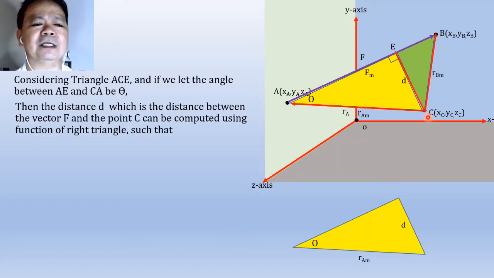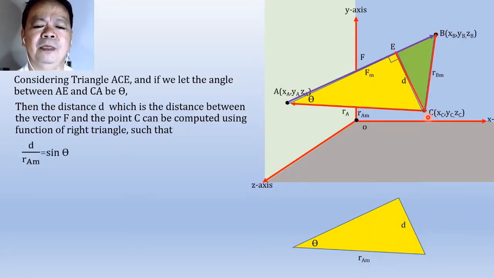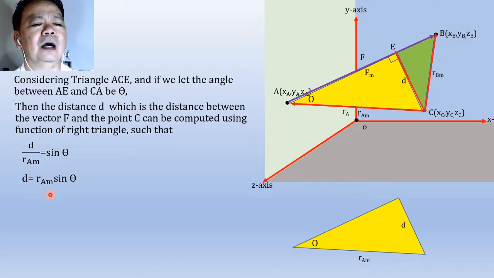And because this is a right triangle, the distance D can be computed using the functions of a right triangle, such that the ratio of D to R sub AM is equal to sine of theta. This is the ratio of the opposite over the hypotenuse of the right triangle. Now if we cross multiply, then D becomes equal to RAM times sine of theta.